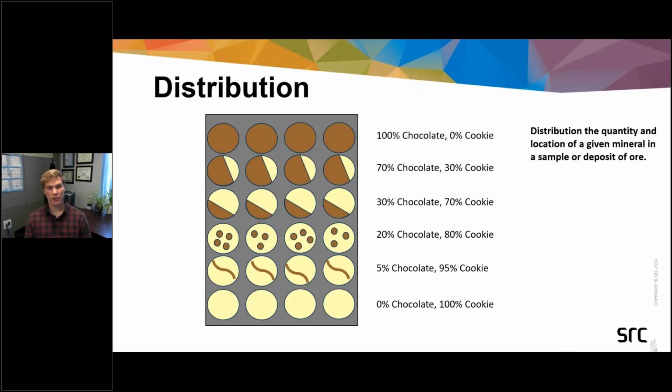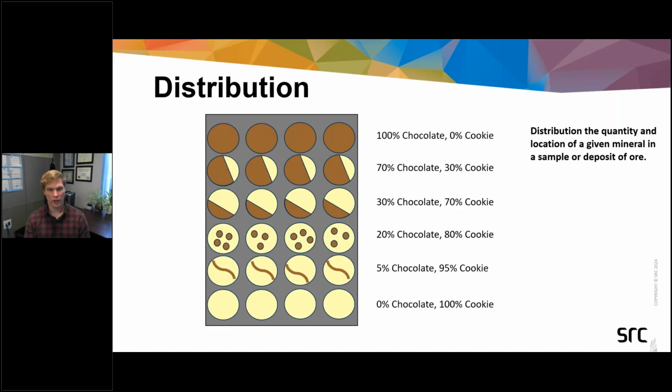So this really all comes together in the idea of distribution. And we can simplify this with an example of a box of mixed cookies. So distribution is the quantity and location of a given mineral in a sample or deposit of ore. If we have this variety pack of cookies right here, we may have a bunch of different types in there. We might have a cookie that is 100% chocolate, and working our way down, we have a lightly dipped, or a cookie that's mostly chocolate. It's just dipped, 70% chocolate, 30% cookie, then lightly dipped, 30% chocolate, 70% cookie.